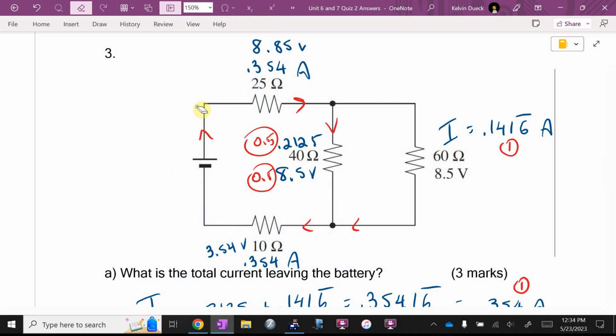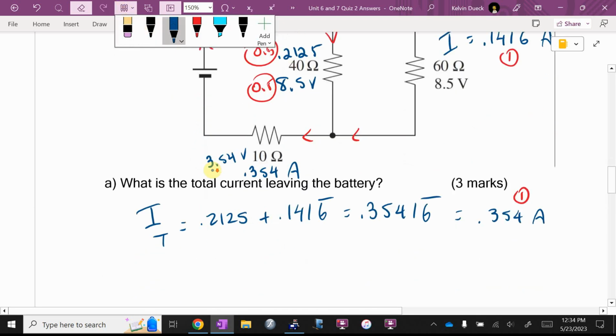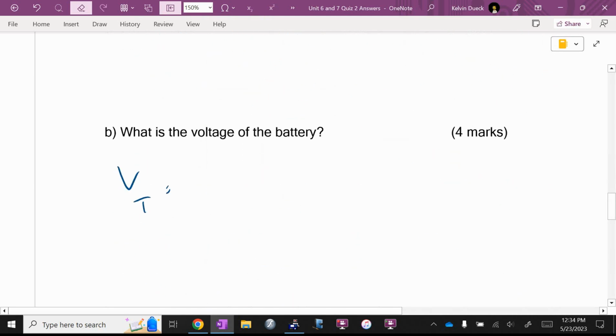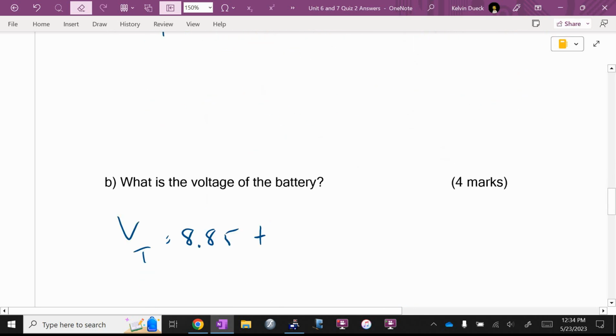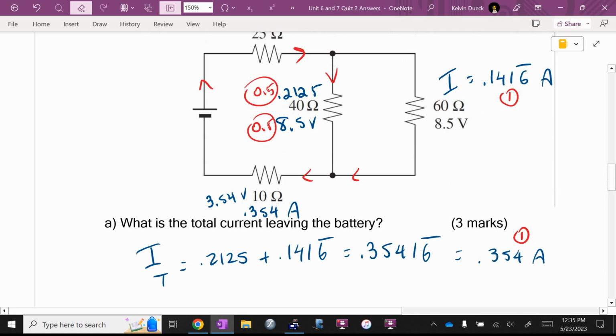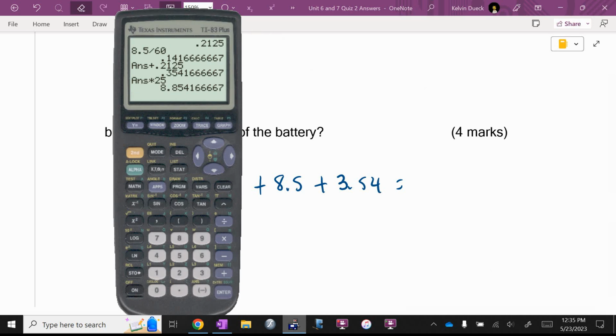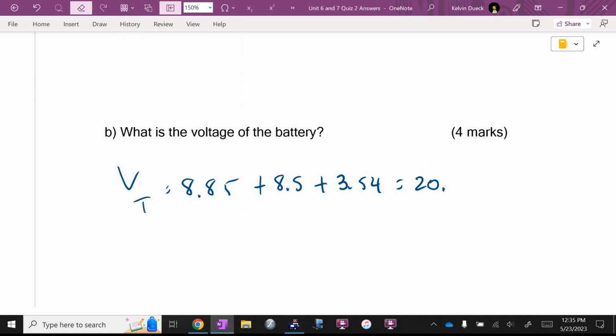So the voltage is going to be 8.85 plus 8.5 plus 3.54. 8.85 plus 8.5 plus 3.54. You're going to get a total voltage of 20.9 volts. Is that correct, folks? People nodding. If you got that, 4 out of 4.